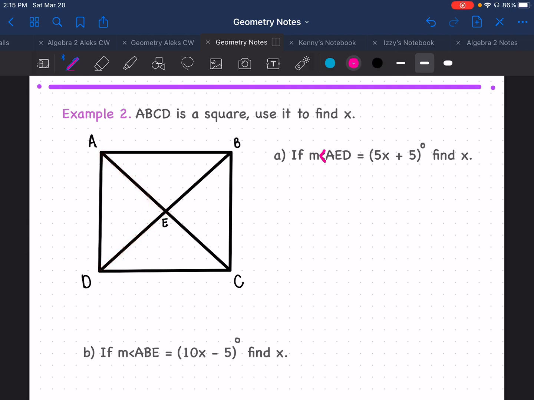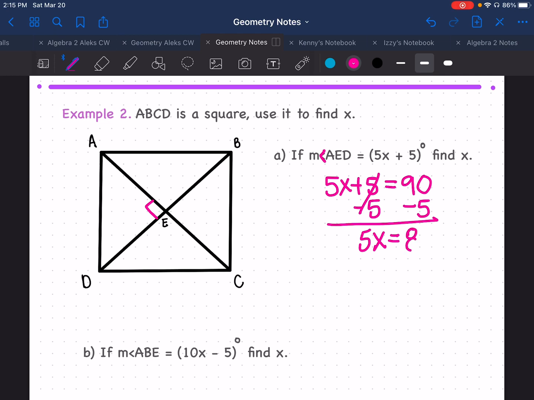If we go back and look at the properties, all these angles at the center at E are perpendicular to one another. So once again, equal it to 90. And let's just go ahead and solve. Subtract the 5. That gives me 85. Divide by 5. 17. Could I go back and plug it in? Sure. If I go back and plug it in, 5 times 17 plus 5, it should equal 90. And I know I'm correct.